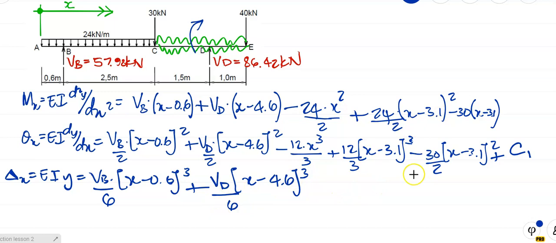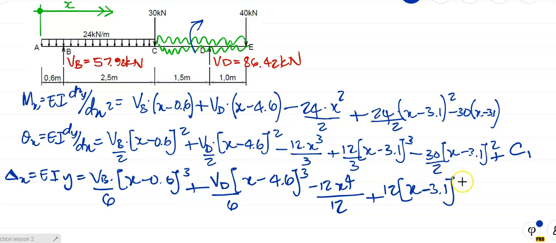I'm integrating. You need to know how to integrate. Minus 12 times x to the power 4 over 12. There we go. Plus 12 times x minus 3.1 to the power 4 over 12, minus 30 times x minus 3.1 cubed over 6.